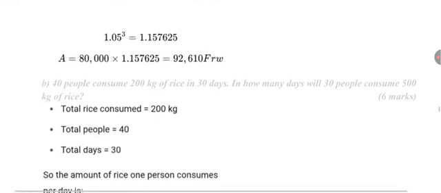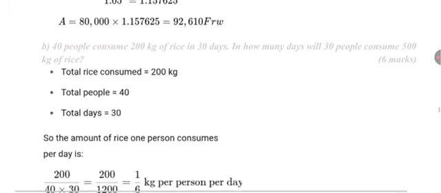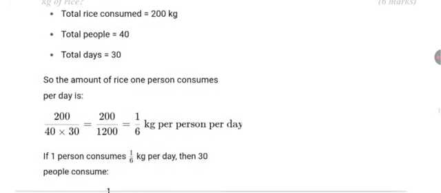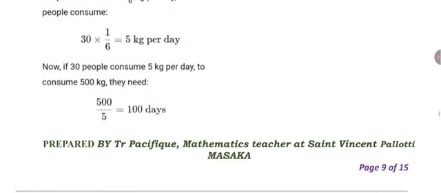And we have B, where 40 people consume 200 kilogram of rice in 30 days, and we are asked how many days will the 30 people consume 500 kilogram of rice. It is a direct proportion where you take total rice consumed, total people, and total days, and you do the proportions. So this is the right answer.